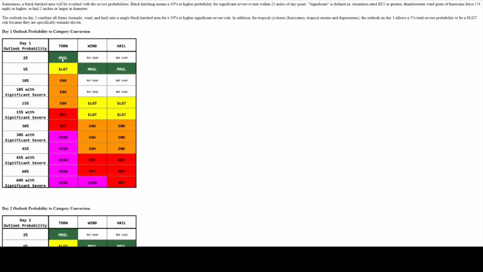So 2% tornado is marginal, as you can see here, and then you get up to 60%, then you get to high, which only has been issued once ever. 30% is moderate still. 30% significant is high, so you can see the difference right here, why the significant matters a lot more, because that means a stronger tornado is possible. Wind, there's no 2% obviously, and 5% is marginal. So marginal is 2% for tornado, 5% for wind, and 5% for hail. Wind and hail are basically exactly the same, except for the fact that you can get a high risk with wind, 60%, which the most recent is like 2014.